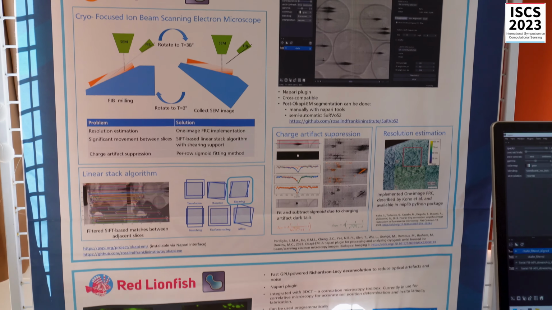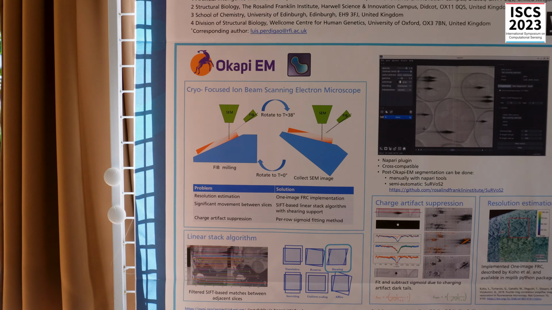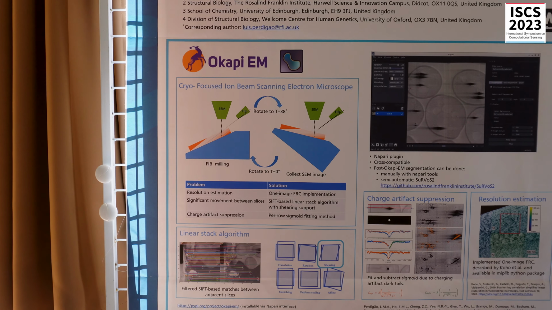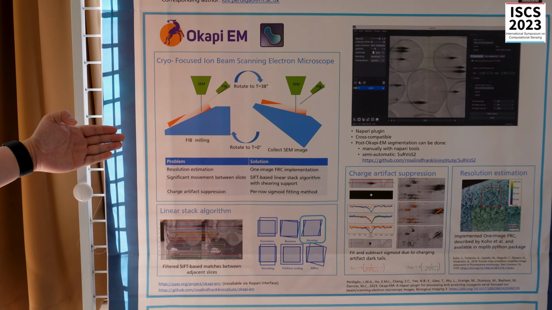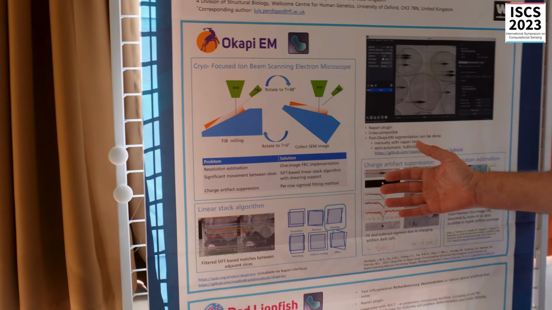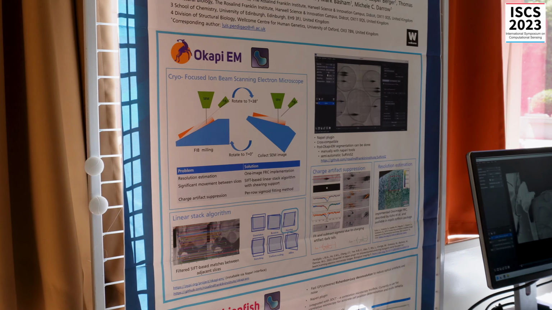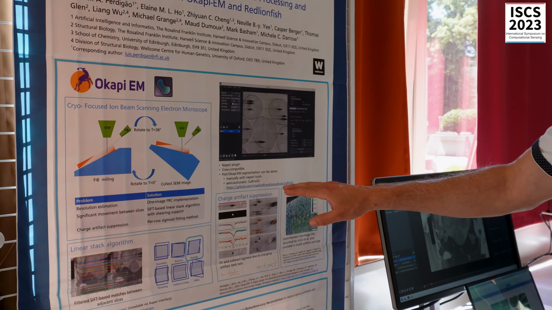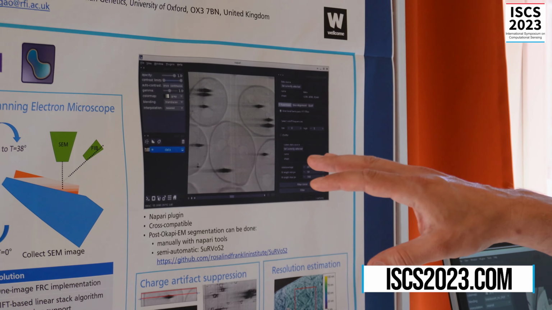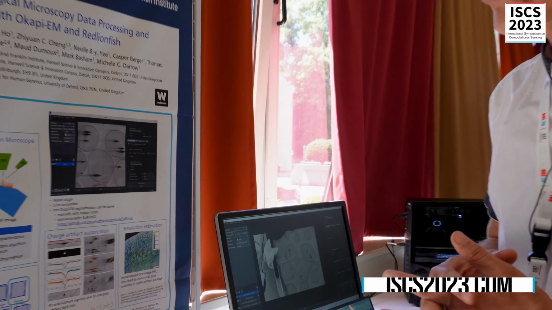Now, the first one, Okapi-EM, is meant to be used to process a type of data called serial-FiB SEM. It's a type of data that is collected from biological samples to get a 3D representation. It's a bit complex to explain here, but you collect basically many slices of your biological sample, electron microscope images, and then try to reconstruct in 3D. But what this program does is it's got a few tools that help correct for a few problems with that data.